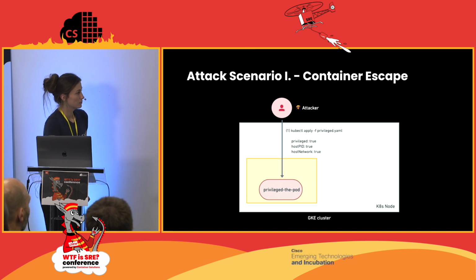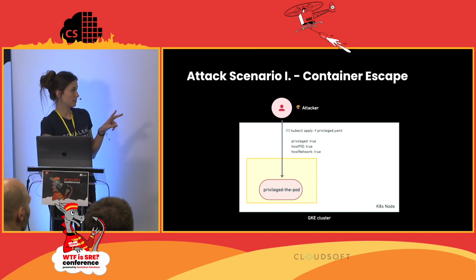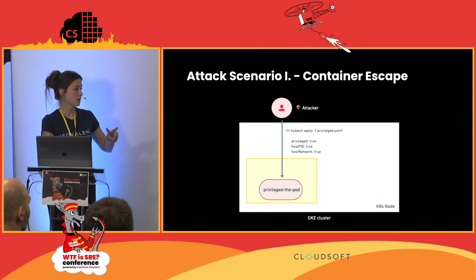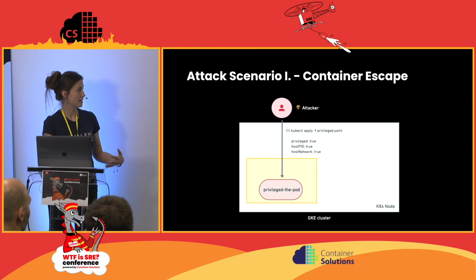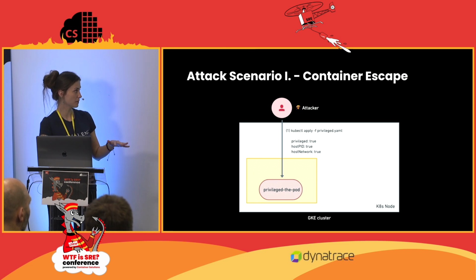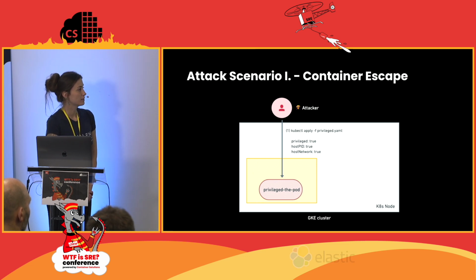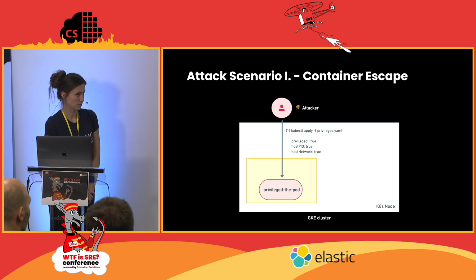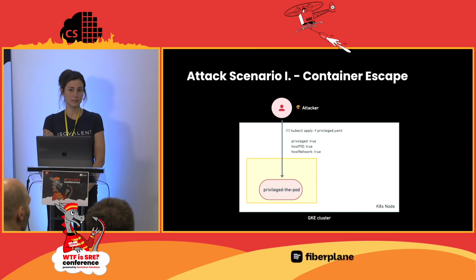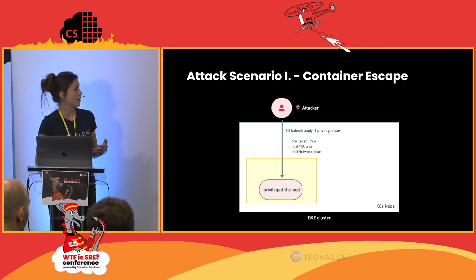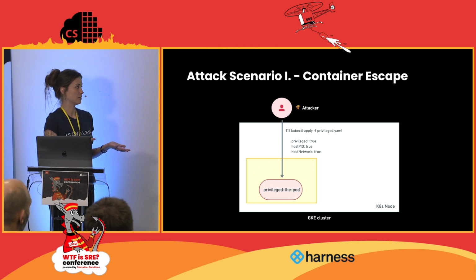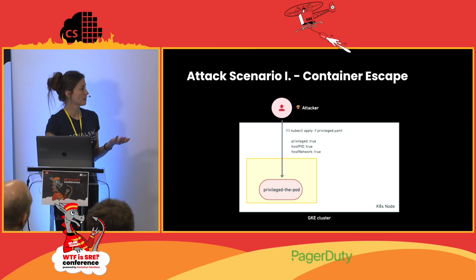In the pod spec, I will just set the privileged flag to true. It will give me higher privileged capabilities like CAP_SYS_ADMIN. Then I will also set two more flags to true, hostPID and hostNetwork. hostPID will give me access to the host PID namespace, and hostNetwork will give me access to the host network namespace.